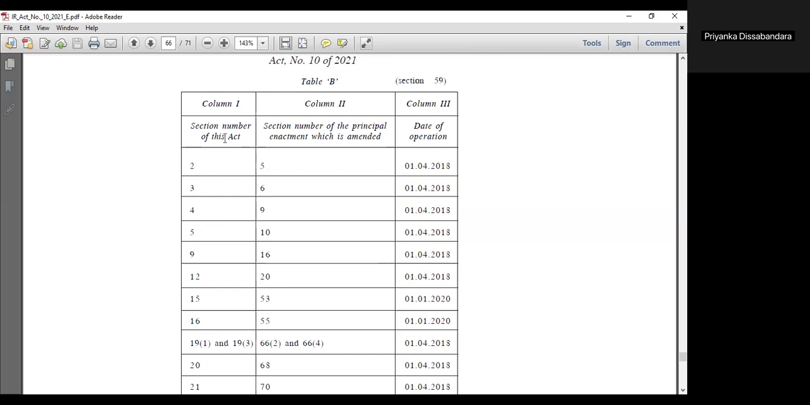Under section 2 of this act, an amendment was made to section 5 of the principal act. That amendment is applicable effective from the 1st of April 2018.